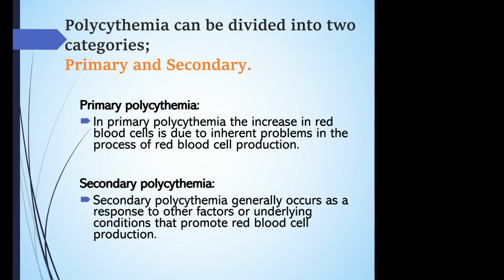And secondary polycythemia is a condition that generally occurs as a response to other factors or underlying conditions that promote red blood cell production. Means primary polycythemia is basically inherited from the parents. However, in the case of secondary polycythemia, there may be several other environmental factors that can cause destructive or low quality red blood cells or an increased number of red blood cells which are of low quality.